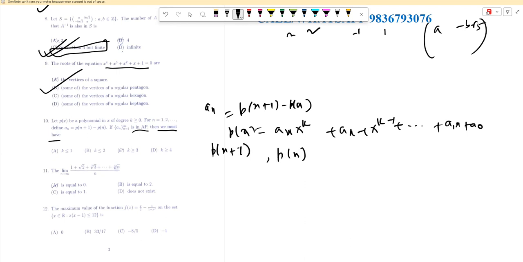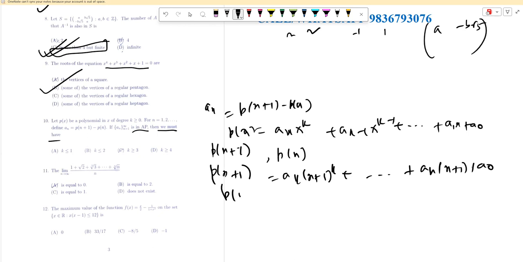So we need to find both. P(n+1) will be a_k (n+1) to the power k, and so on, up to a_1 (n+1) and a_0. Similarly for P(n), just replacing this value. So if we take the difference, that is a_n of this thing. So consider P(x) equal to x to the power k. The difference P(n+1) minus P(n) is (n+1) to the power k minus n^k.